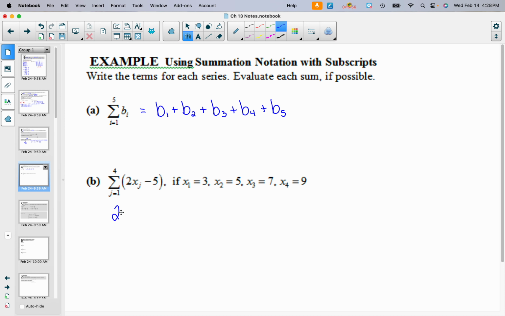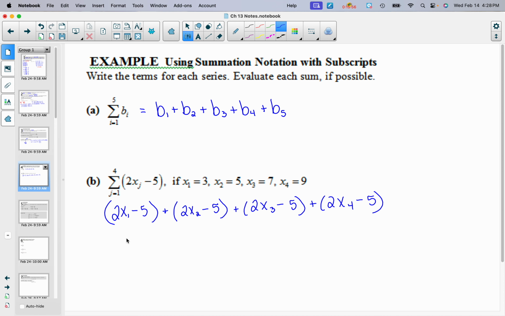So I'm going to have 2x sub 1 minus 5. That's my first term in the series. And then I'm going to have 2x sub 2 minus 5. And then I'm going to plug in a 3, so 2x sub 3 minus 5. And then a 4, 2x sub 4 minus 5. And then I stop because the index value tells me to stop there.